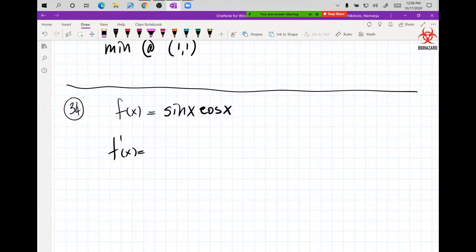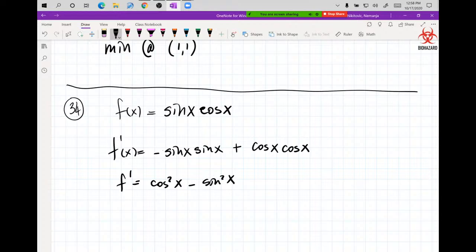If you do the product rule here, that's obvious. Copy the first, derivative of the second, plus copy the second, derivative of the first. What you get is f prime equals cosine squared x minus sine squared x. Okay, equal to 0. So now, here's the trouble. How do we solve this?